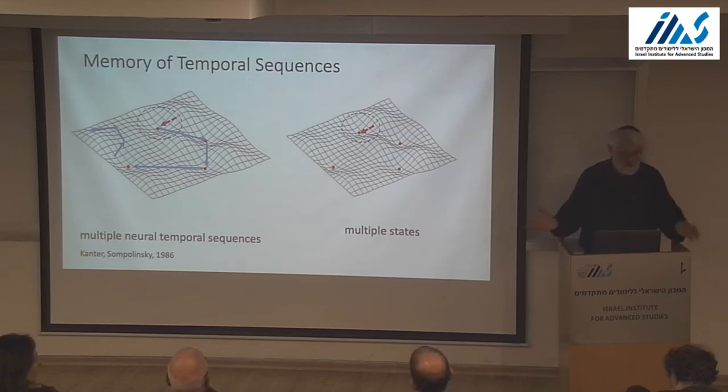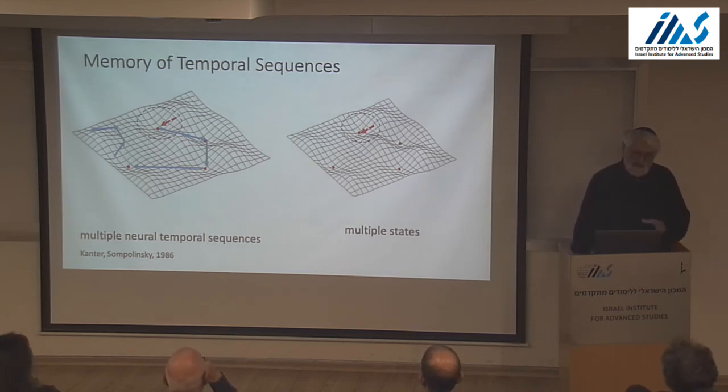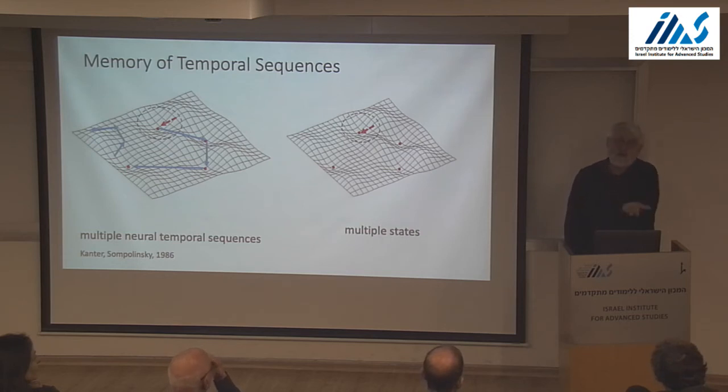So here are two possibilities. One possibility, suggested by many, including Cantor and Sompolinsky many years ago, is that a temporal sequence is encoded as a temporal sequence in the neural states. Now, for a variety of reasons, this is not good enough. For instance, if the network is in a particular state in the sequence, you cannot interrogate it and ask what happens before, what happens after, or make a prediction. No, I am now in a state, in the present.